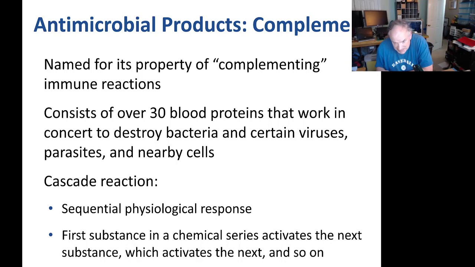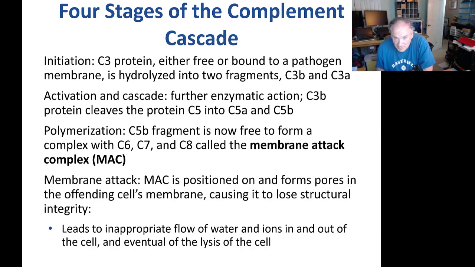But cascade reaction is a sequential, if we think of dominoes, physiological response. The first substance in the chemical series activates the next substance, which activates the next. So instead of just dominoes falling, it's a chemical reaction that causes the next process to be consumed as part of that switching. So without going into too much of the detail, there's a series of these proteins. C3 protein, either free or bound to a pathogen, is hydrolyzed into C3b and C3a. This activation, just cleaving of this protein, then causes C5 to go to C5a.